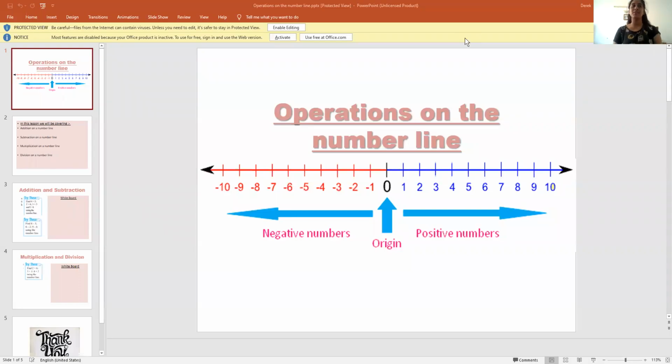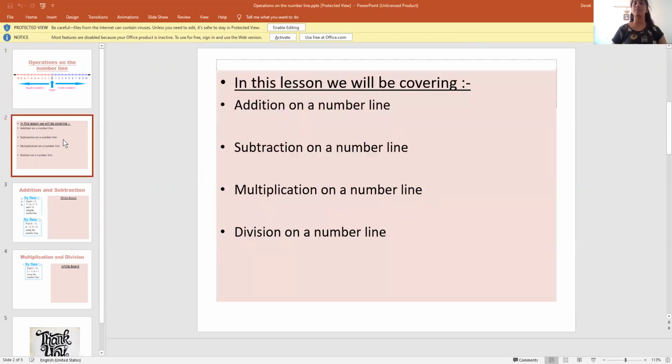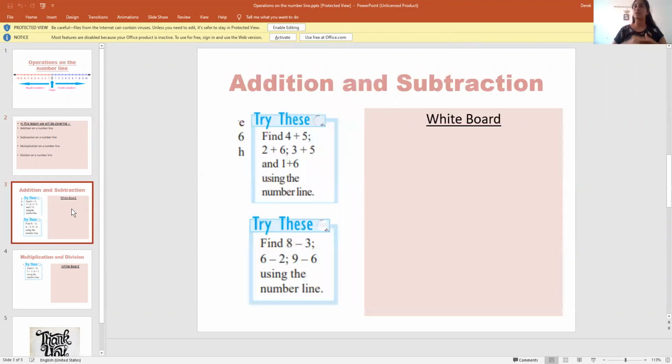Guys, welcome. So today we're going to continue with whole numbers and we're going to be doing operations on a number line. So let's see what we will be covering in this lesson. We will be doing addition, subtraction, multiplication and division. So let's begin. Before we go into operations, I hope all of you are familiar with the definition of whole number, how to draw a number line, and how to mark numbers and fractions. That's all you need to know. And since you're in grade 8, all of you will know those basics.